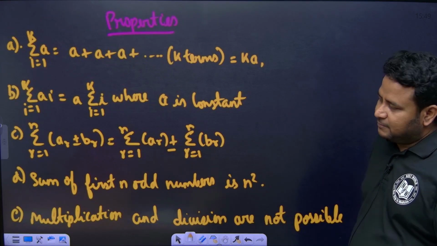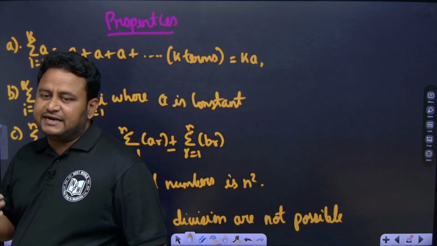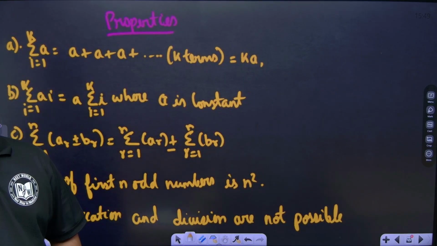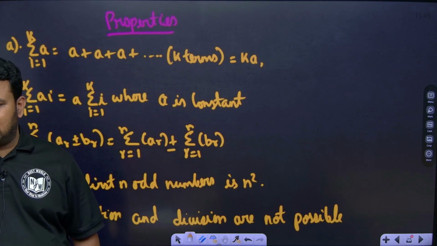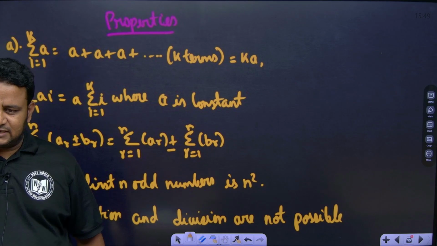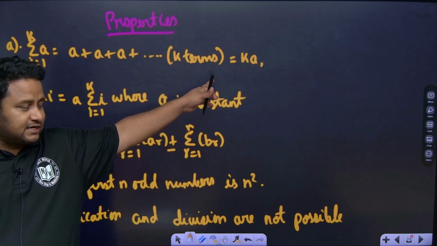Now properties of sigma. So summation of n terms means you have to add n times. So that can be written as n into a. If I write 3 plus 3 plus 3 up to 10 terms, instead of adding 10 times, I can write it as 10 into 3. Correct? No? That is what is written, k times a.